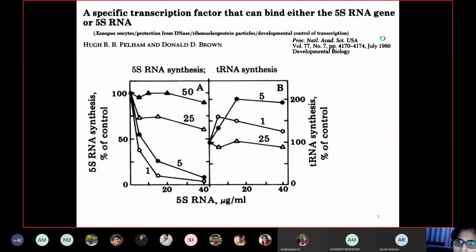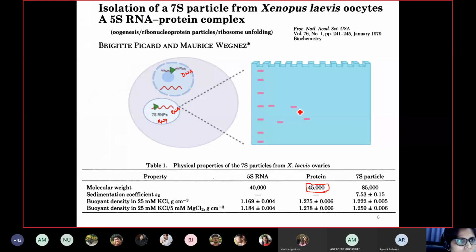Now, one important thing at this point was that many people isolated this 7S molecule, and they all showed different molecular weights. We will come to that. They all showed that this molecule has different running patterns. Some showed that it is around 35 kilodalton, some showed it is around 45 kilodalton. So there was a variant running pattern, and we will come to that in our lecture.